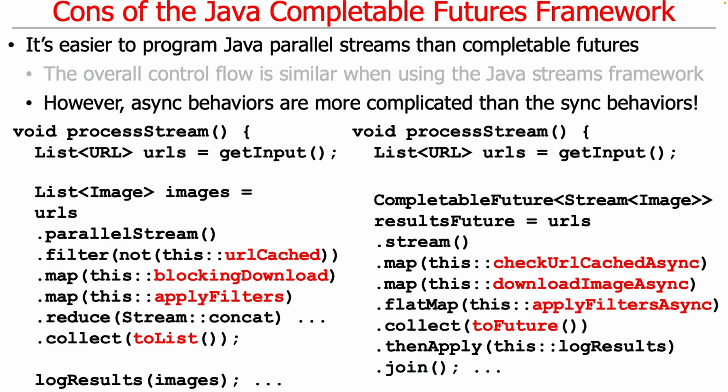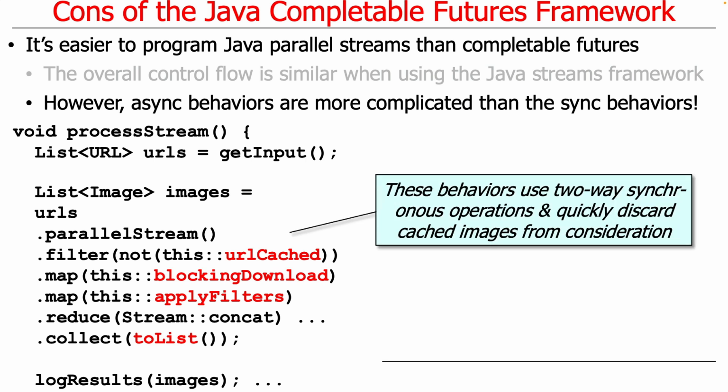So async behaviors are more complicated than the sync behaviors, even though the overall streams framework makes life easier. The thing to note here is that all these calls use two-way synchronous operations, and they quickly discard cached images from consideration in a synchronous way using a filter operation. What's notable about this is the first thing you do is you take each of the URLs, you go out and you see if they've already been cached. If they have not been cached, you proceed to download them and filter them. If they have been cached, you just ignore them. So once something's ignored, downstream activities have nothing whatsoever to do.